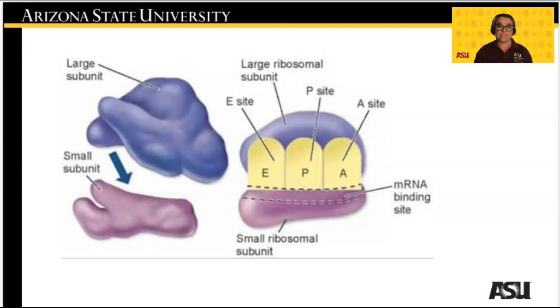One way to remember the sites' lettering is that it spells ape when read backwards, or in the direction the charged tRNA enters the ribosome. To remember the function of sites, think A, amino acid comes in, P, peptide forms, E, empty tRNA exits.